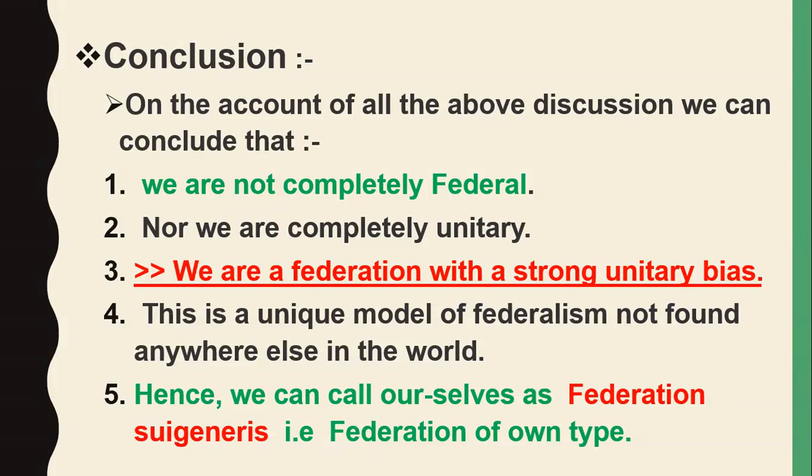So what are we? We are Federation Sui Generis, which means federation of own type. We have designed our federal system ourselves. We have not adopted or copied it from anywhere else; we designed it by learning from others. So please remember two things: first, we are a federation with a strong unitary bias, and secondly, we are Federation Sui Generis, a federation made by us. Okay, now friends, let's move further.